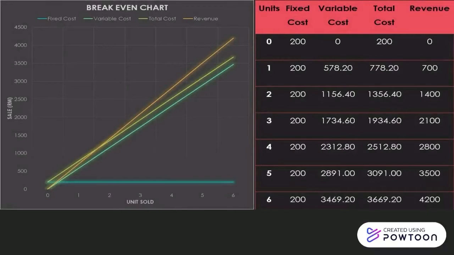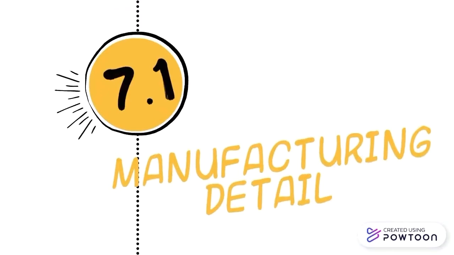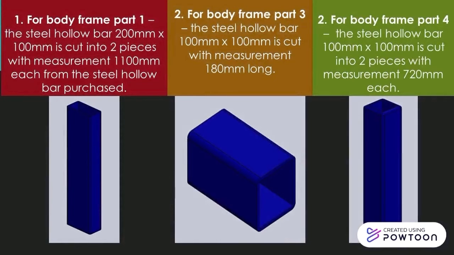Break-even analysis. This is our break-even chart. Manufacturing detail. For body frame part 1, the steel hollow bar 200mm x 100mm is cut into 2 pieces with the measurement 1100mm each for the steel hollow bar purchase.